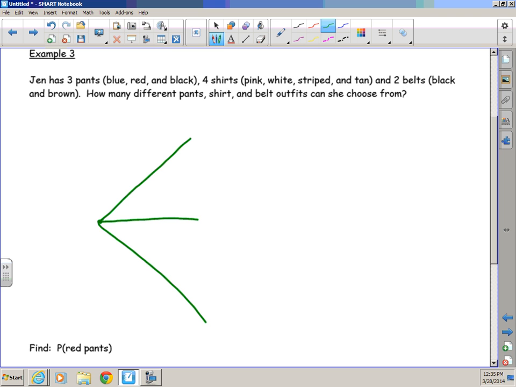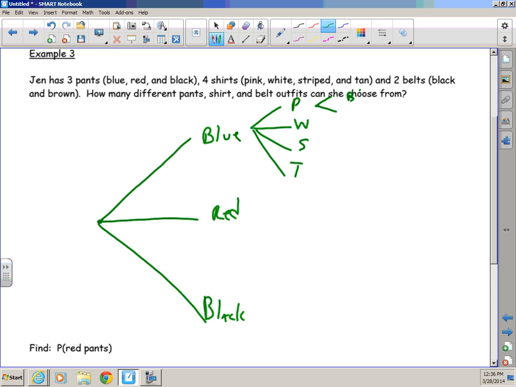Okay, so what are her possibilities? Blue, red, or black pants. Now again, I'm spelling these out because there's commonality between blue and black. And whether I start with pants or shirts or belts doesn't matter, because it still gets me to the same end game. Then I can go to a pink shirt, a white, a striped, and a tan. And then off of that, I can go for black or brown.